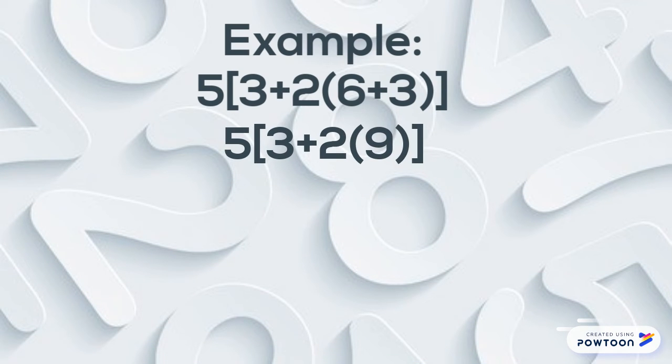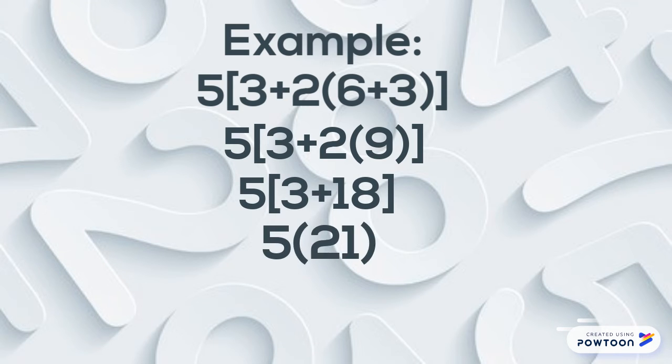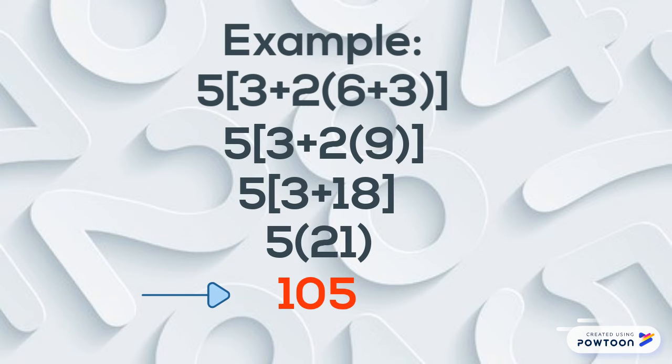Next, we have one more parenthesis to take care of. 3 plus 18, which becomes 21. So the problem then becomes 5 times 21, which equals 105, and that is your final answer.